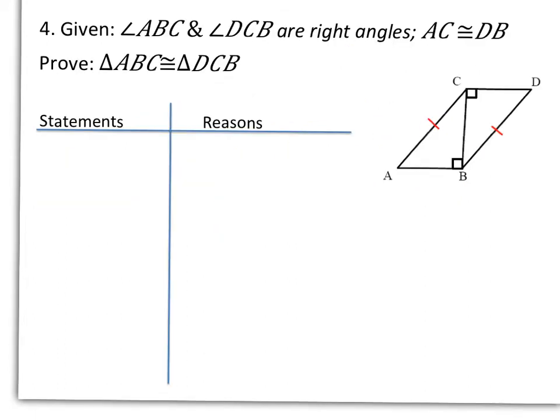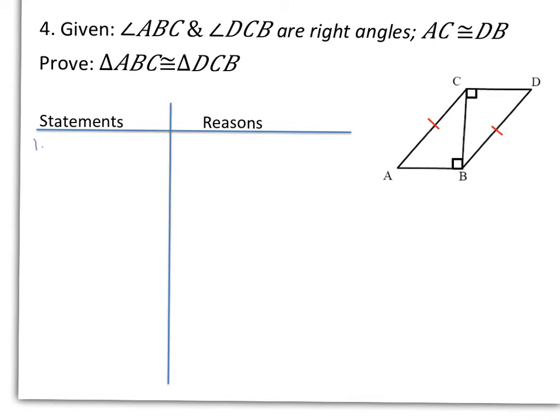All right, let's look at an example of a hypotenuse leg proof. So in number 4, we are given that angle ABC and angle DCB are right angles, and that AC is congruent to DB. We want to prove that triangle ABC is congruent to triangle DCB.